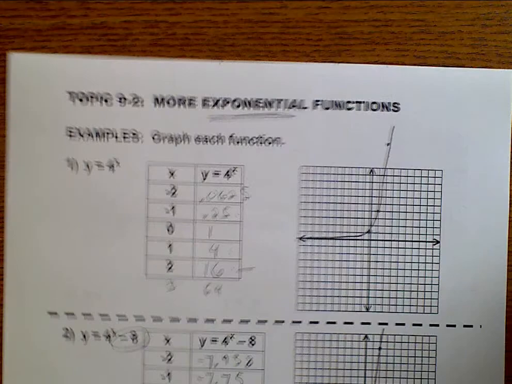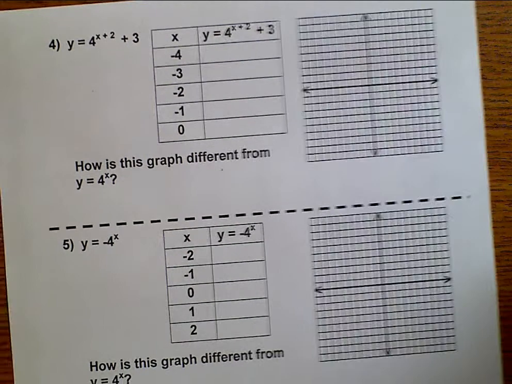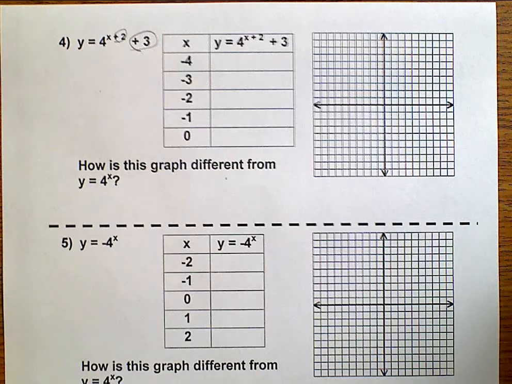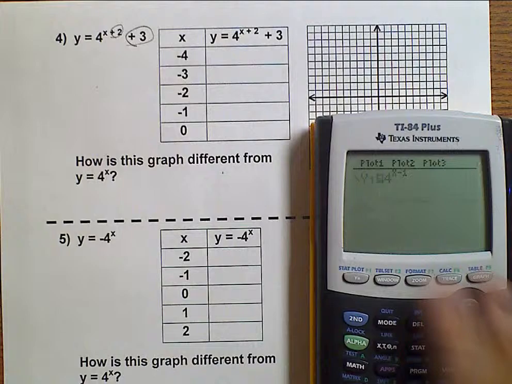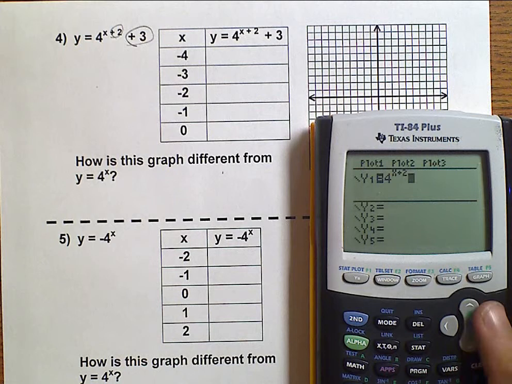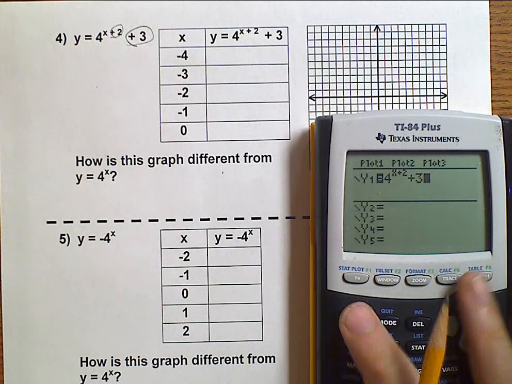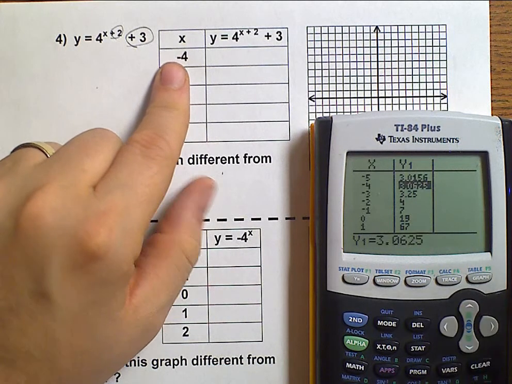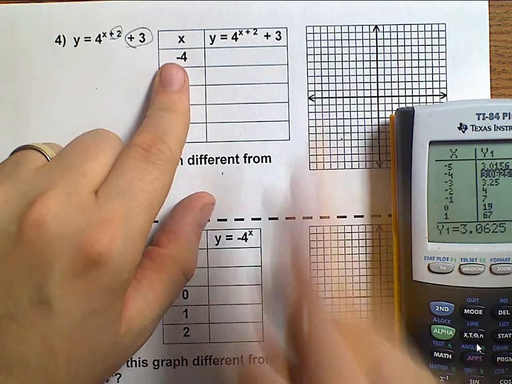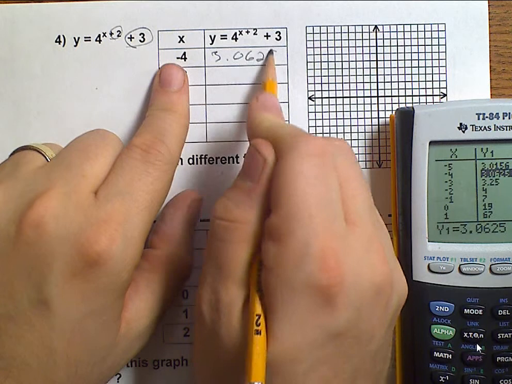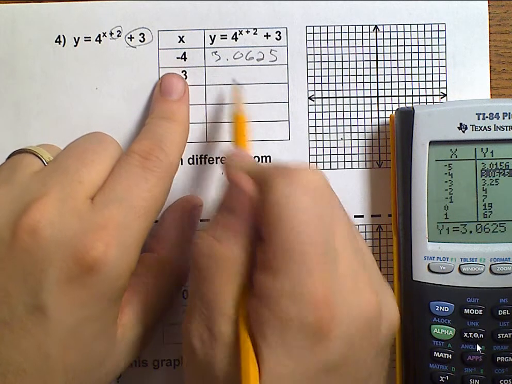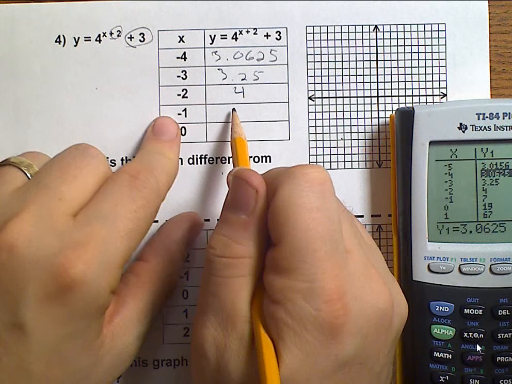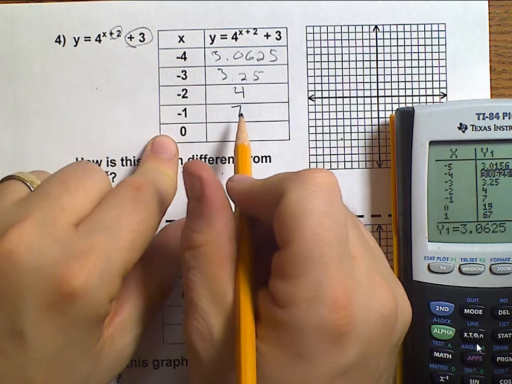Let's take a look at our next example. Here we're going to do two things. We're going to do a plus 2 on the inside and a plus 3 on the outside. So come over here, I change that to be plus 2, then get out of it, plus 3. Go to my table. This time they actually want me to start at negative 4. So at negative 4, we're at 3.0625. At negative 3, we're at 3.25. At negative 2, we're at 4. At negative 1, we're at 7. And at 0, we're at 19.